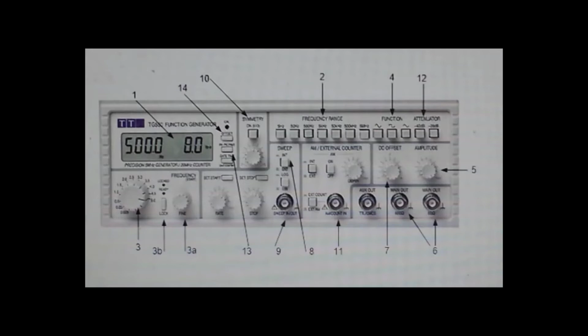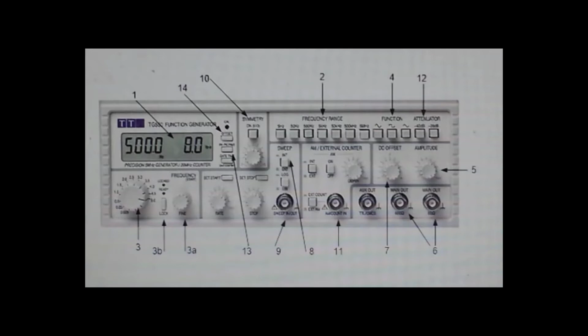Arrow 4 is a function button. It selects the type of waveform generated such as sine wave, triangle wave, and square wave. Arrow 5 is an amplitude knob. It is used to adjust the amplitude of the waveform.